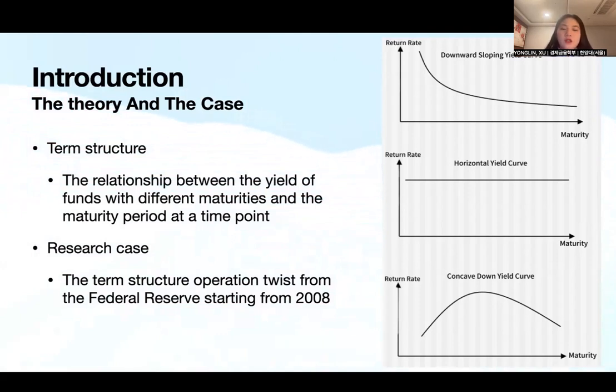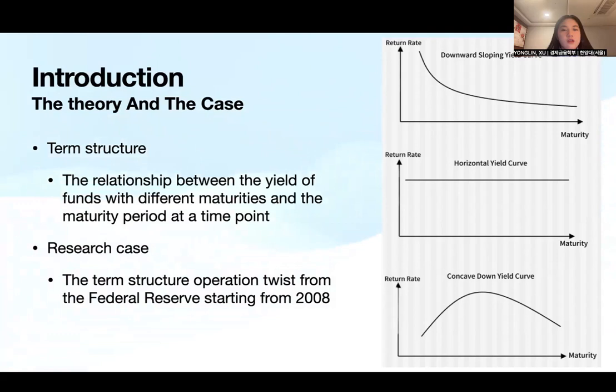The changes in the yield curve basically reflect the relationship between the maturity yield of the bond and its maturity, which can also be said to be the difference in the interest rate performance of a bond in the short term and the long term. So that's the theory introduction.